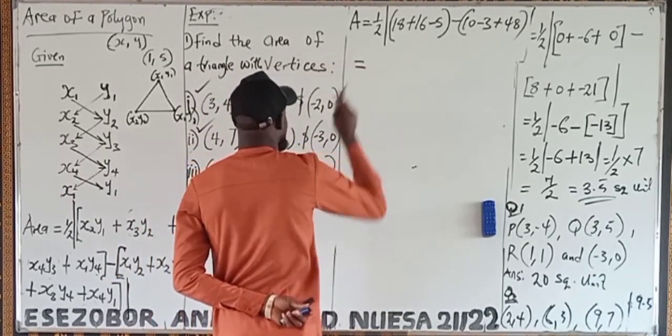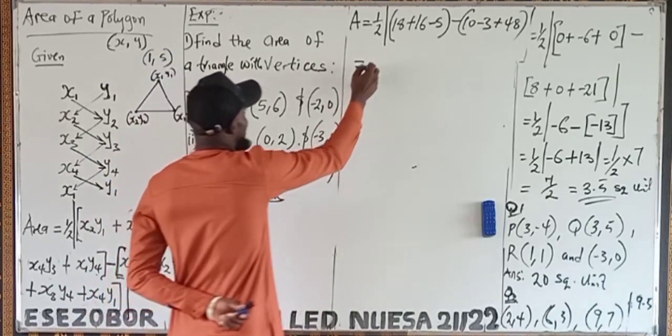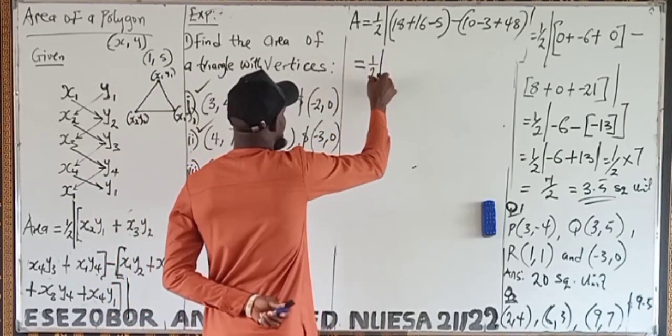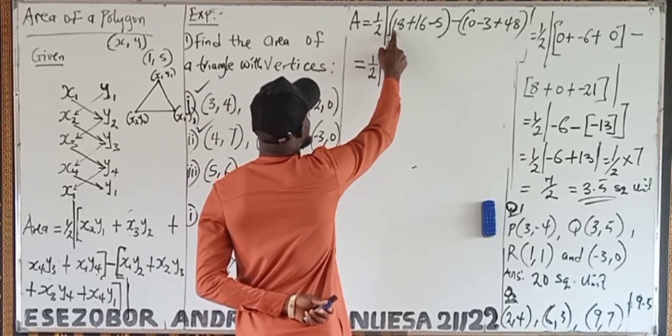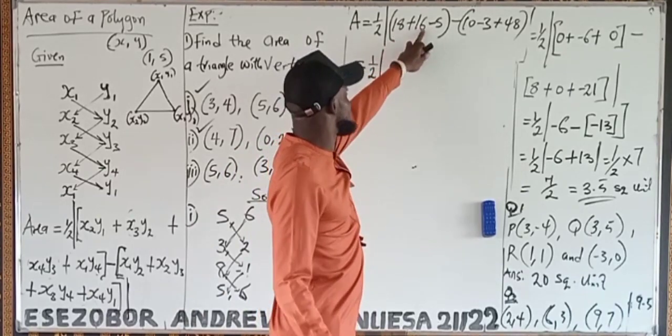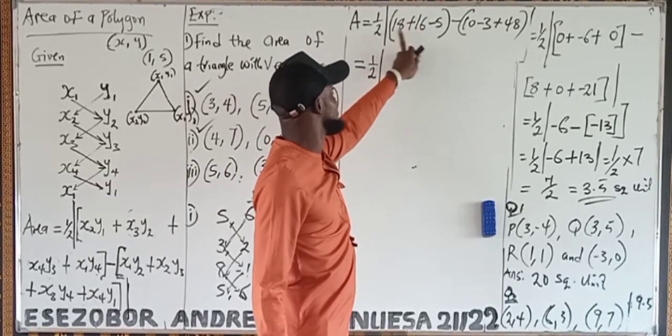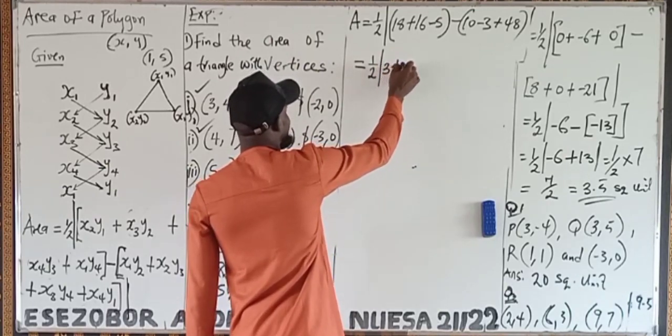Next, solve it gently so that you don't make any mistake. We have half the magnitude of, let's do 18 plus 16, that is 34. Minus 5 is 29. Then 10 minus 3 plus 48, that is 55.